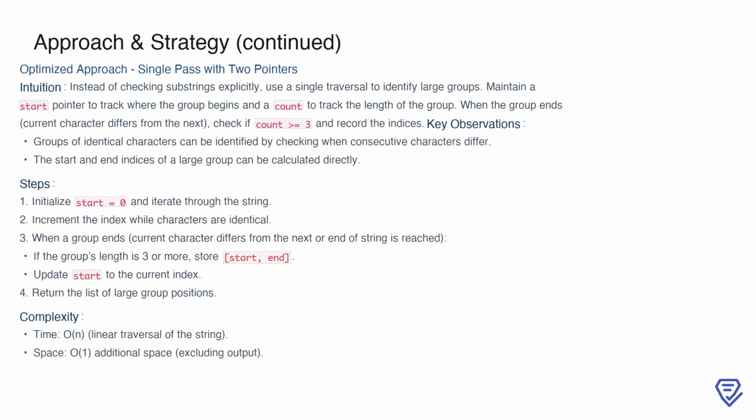If so, we store the start and end indices of the group. Afterward, we update the start pointer to the current position and continue. This method is highly efficient, with a time complexity of O(n), because we make a single pass over the string. It also uses constant additional space, which makes it optimal. By directly calculating the indices without unnecessary substring extractions, the two-pointer approach is both elegant and effective.